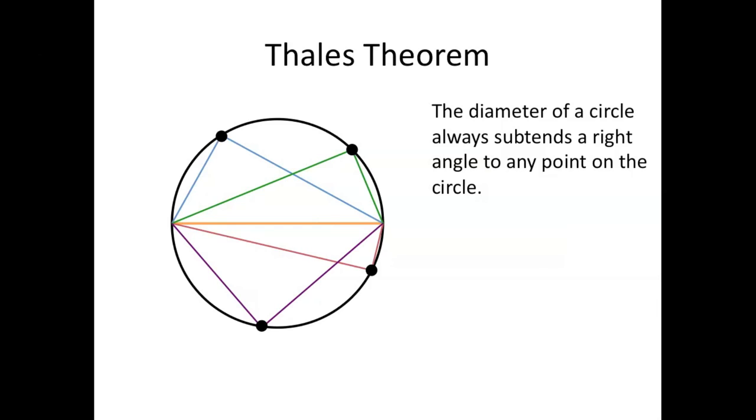And according to Thales, regardless of the fact that each of these are touching different points on the circle, all of them form a right angle. So, how do we prove this?